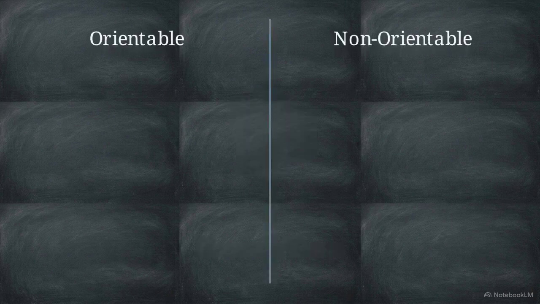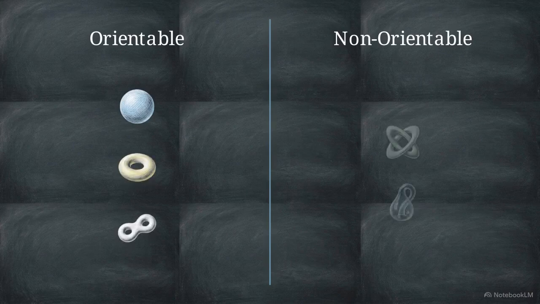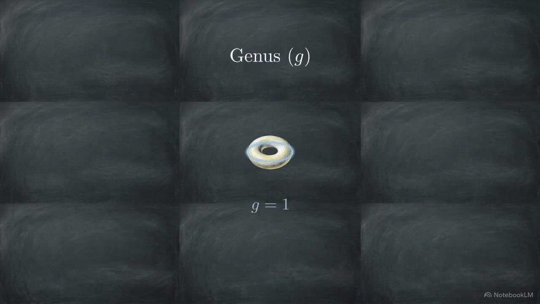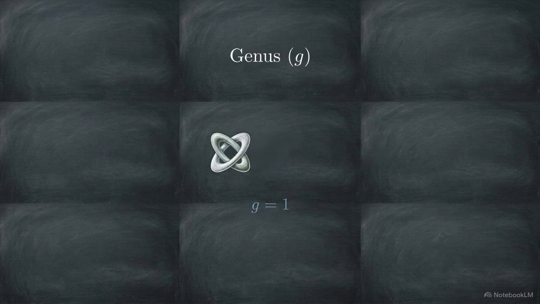The classification theorem states that every compact surface is homeomorphic to one of three things: a sphere, a connected sum of toruses, or a connected sum of projective planes. We define the genus of these surfaces simply as the number of holes, meaning the exact number of toruses or projective planes that make up the total surface.